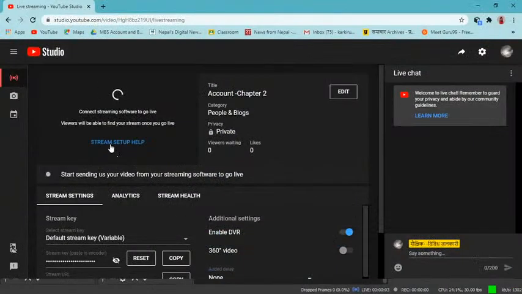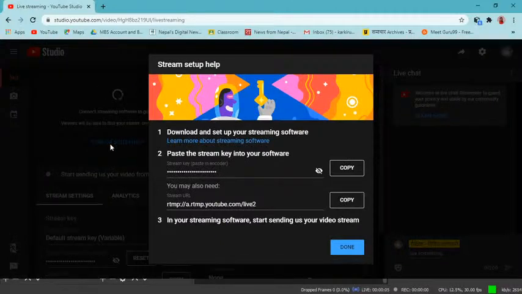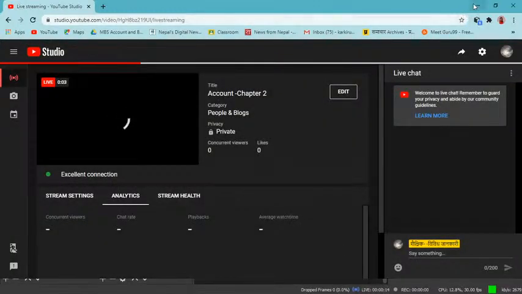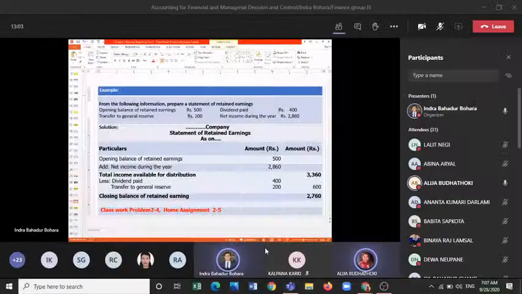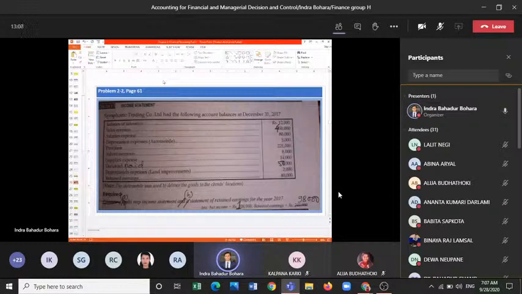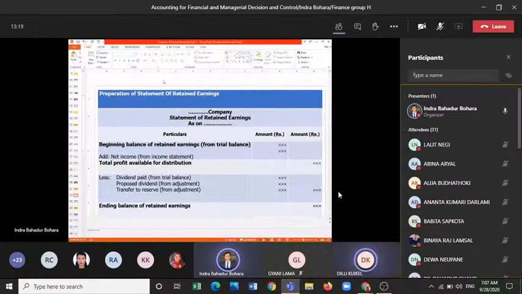I think we completed this one. What do you guess? Did we complete the example of statement of retained earning in the previous class? No sir, we haven't studied the statement of retained earning. Yeah, lastly we were discussing this question 2.2. Okay, and what is statement of retained earning?